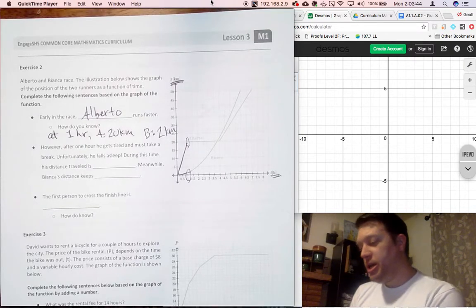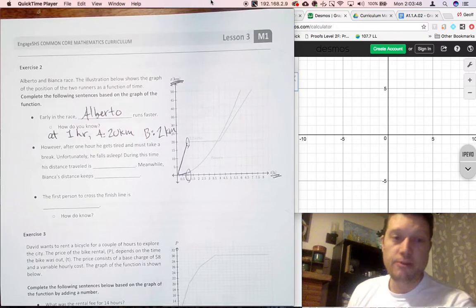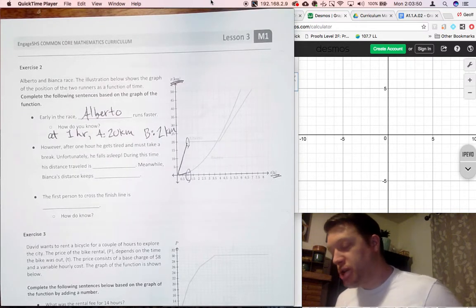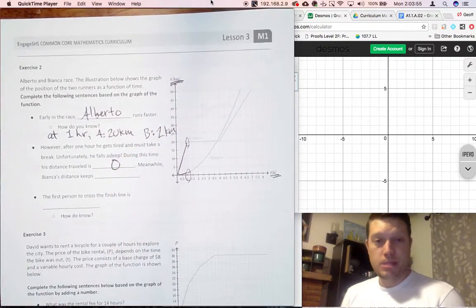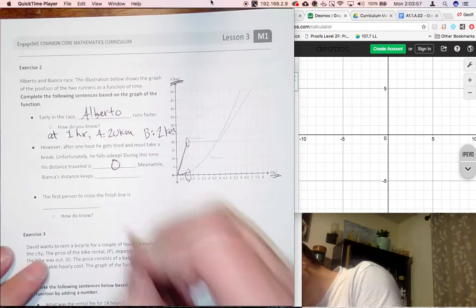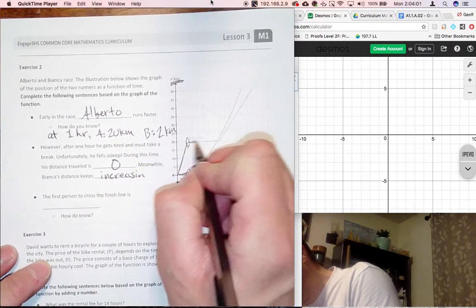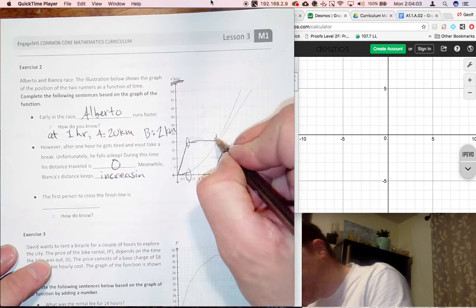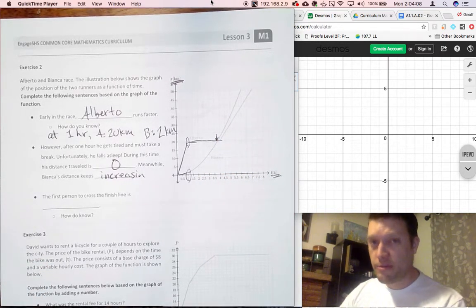However, after 1 hour, he gets tired. Oh, darn, this story sounds familiar. And he falls asleep. So during this time, his distance traveled is 0. Meanwhile, Bianca's distance keeps increasing. So it stays 0, stays 0, stays 0. Uh-oh. She caught him. The first person to cross the finish line depends on the length of the race.